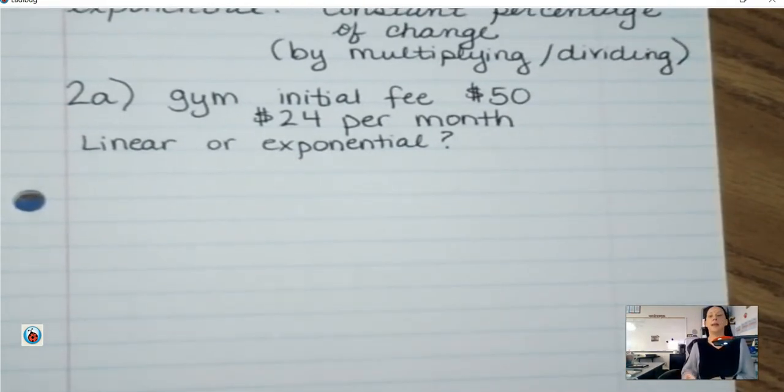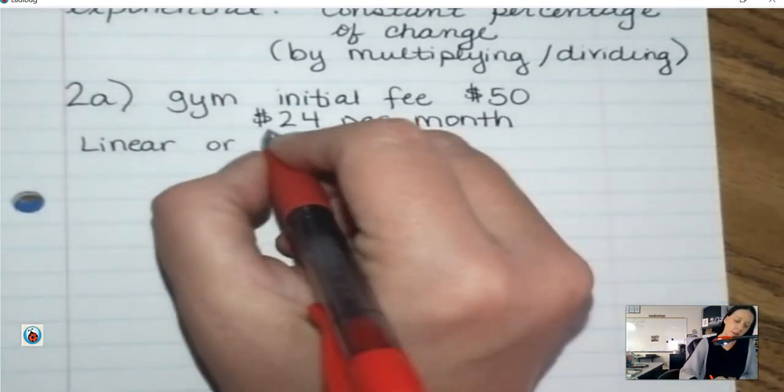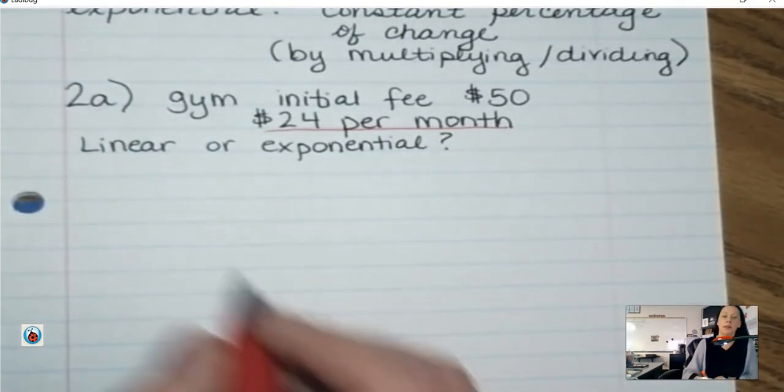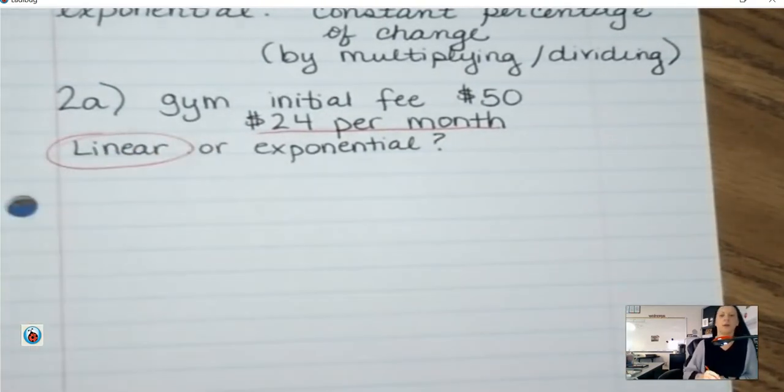So if you're paying the same amount each month, it's going up at a constant rate, so that $24 per month is making this linear. It has a constant rate of change. It's going up $24 each month.